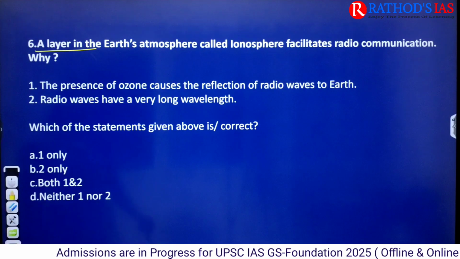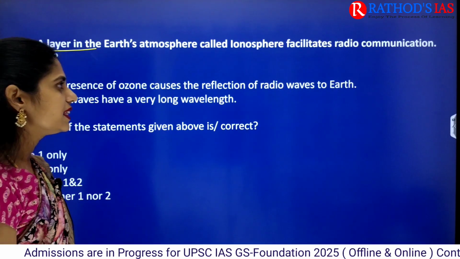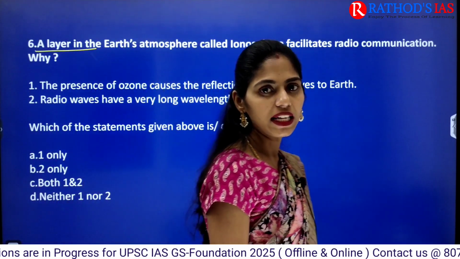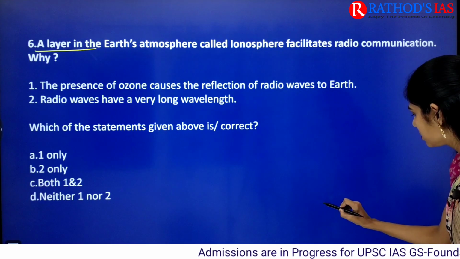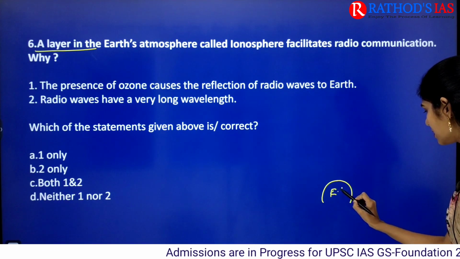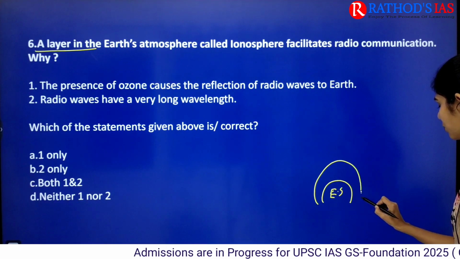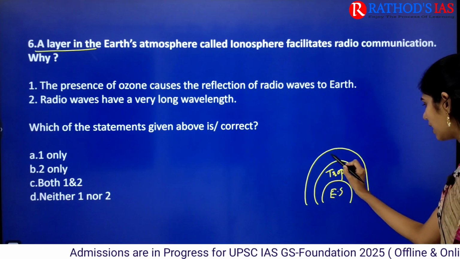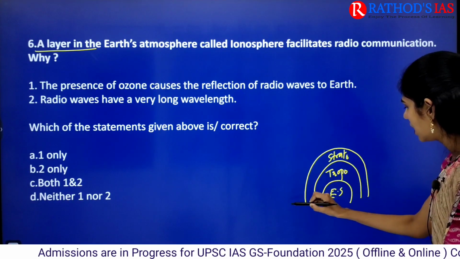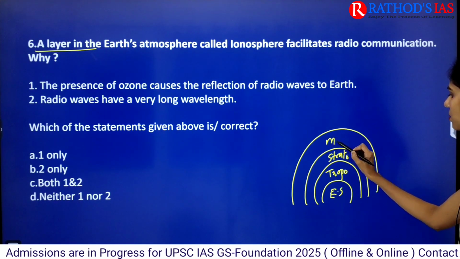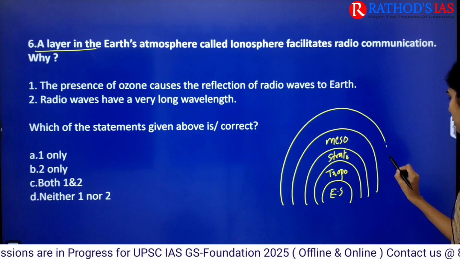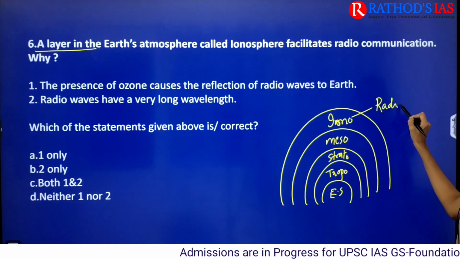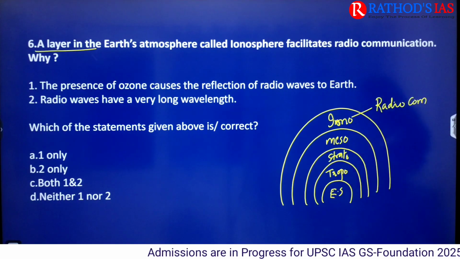A layer in Earth's atmosphere called the ionosphere facilitates radio communication. Why? To know this, you have to know the different layers of our atmosphere. Let us consider this as the Earth surface. Above this we have the troposphere, above this the stratosphere, above this the mesosphere, and above this the ionosphere. The ionosphere is important for radio communications. And it is asking why.